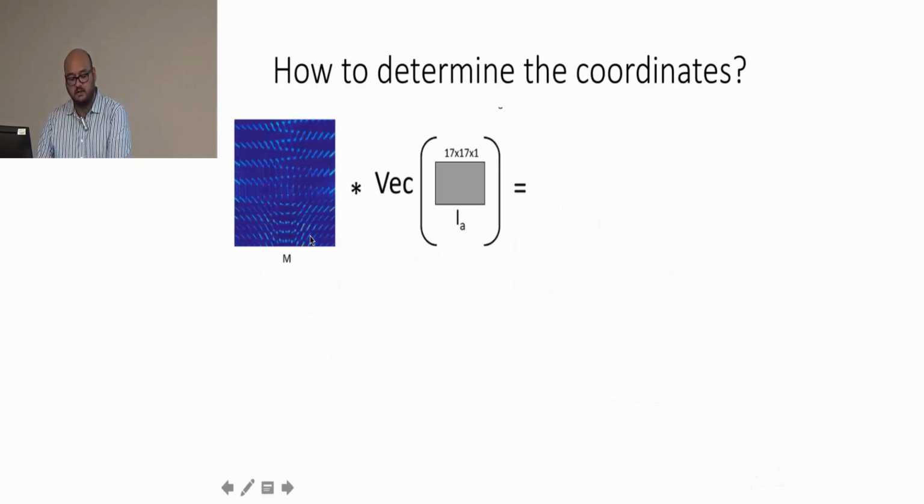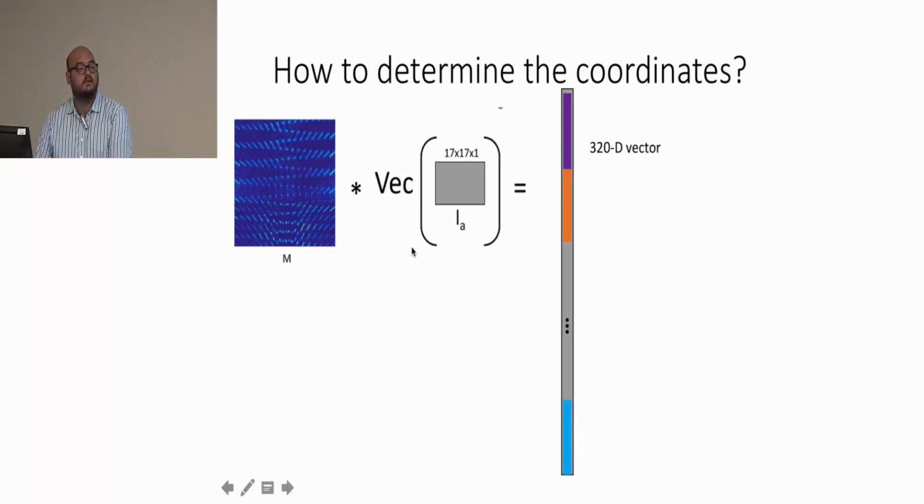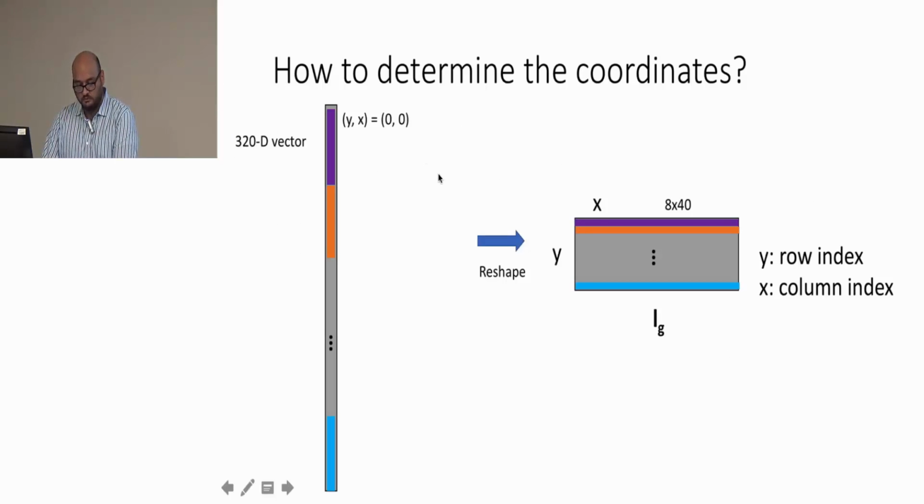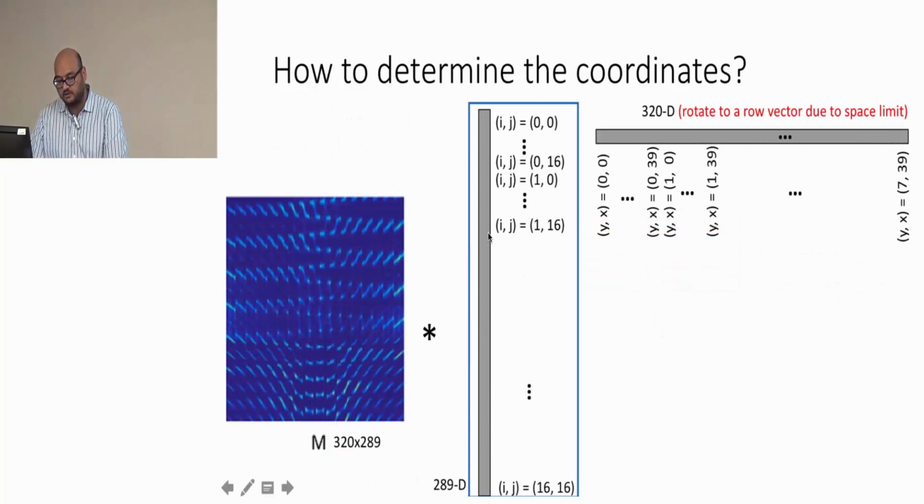When this is multiplied with our transformation matrix, we get a 320 dimensional column vector, which is reshaped into the form of the output. These are the coordinates of this 320 dimensional output vector, from 0,0 to 0,39. When we reshape that into 8 by 40, it will look like this, but in column vector form, it will look like this. So this is where the understanding of the coordinates goes.